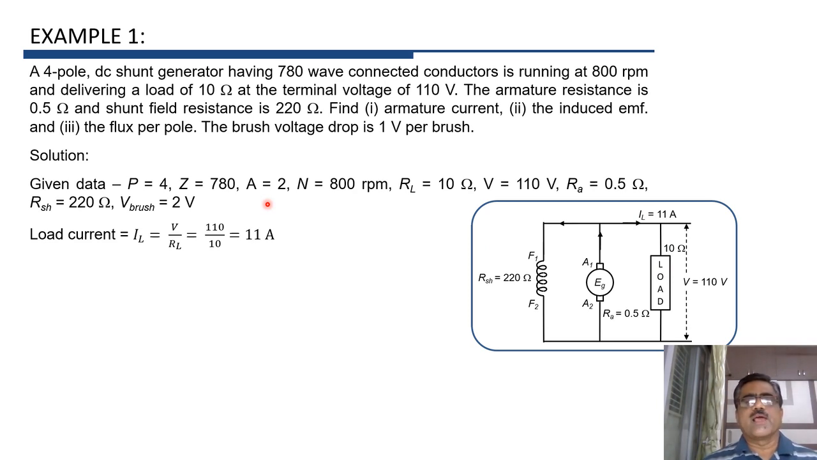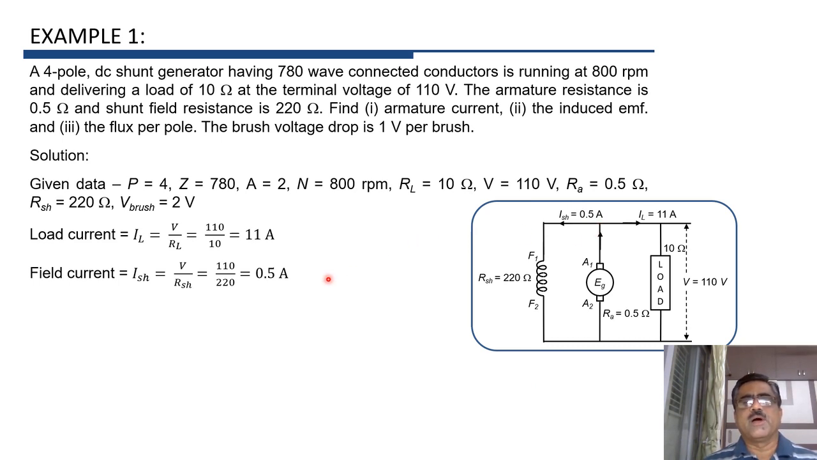Now we can calculate the field current. The field current through this winding, ISH, is V, that is the voltage across the winding, divided by RSH. So V is 110 and RSH is 220. So ISH is equal to 110 divided by 220, which is equal to 0.5 ampere. So the current in this path, ISH, is equal to 0.5 ampere.